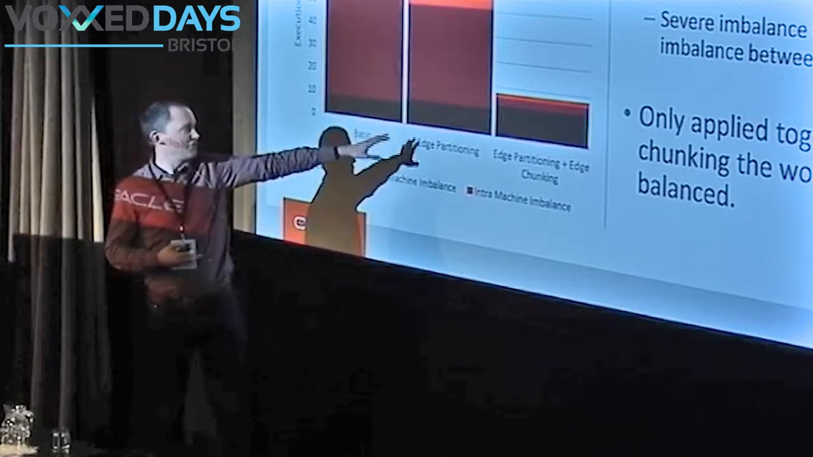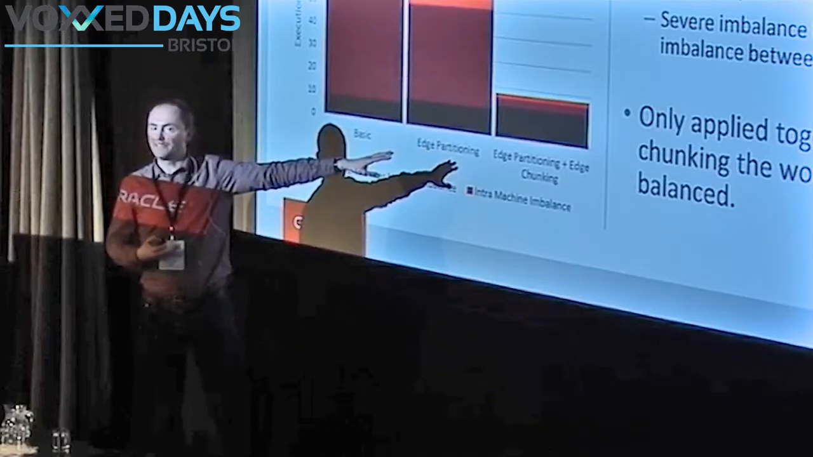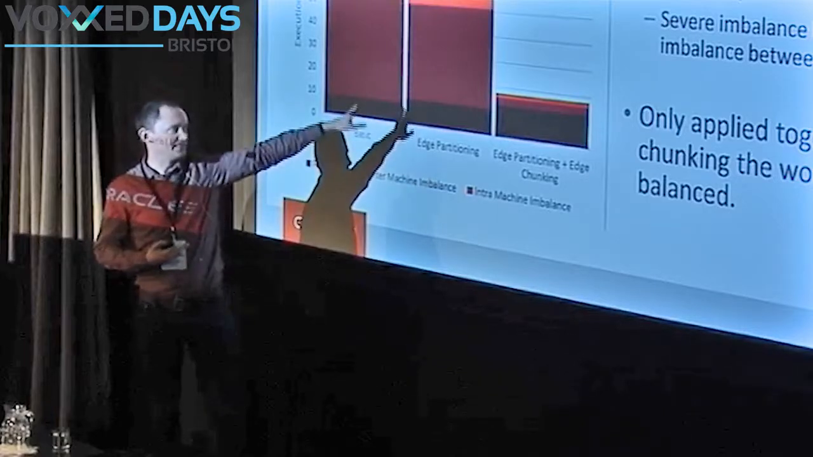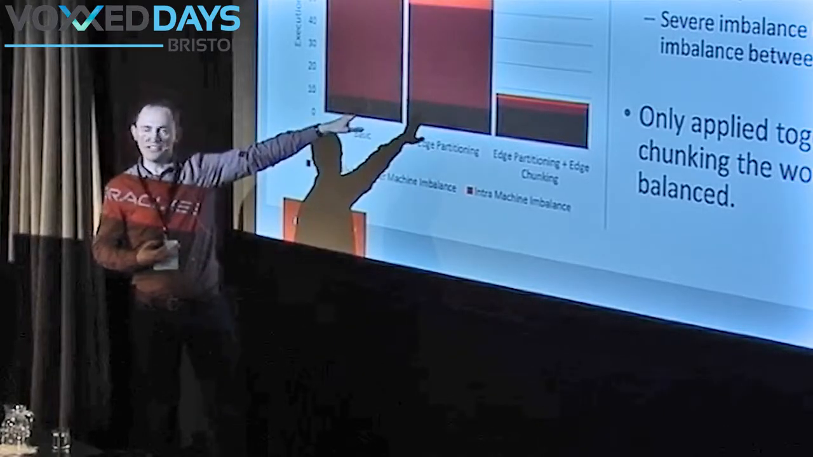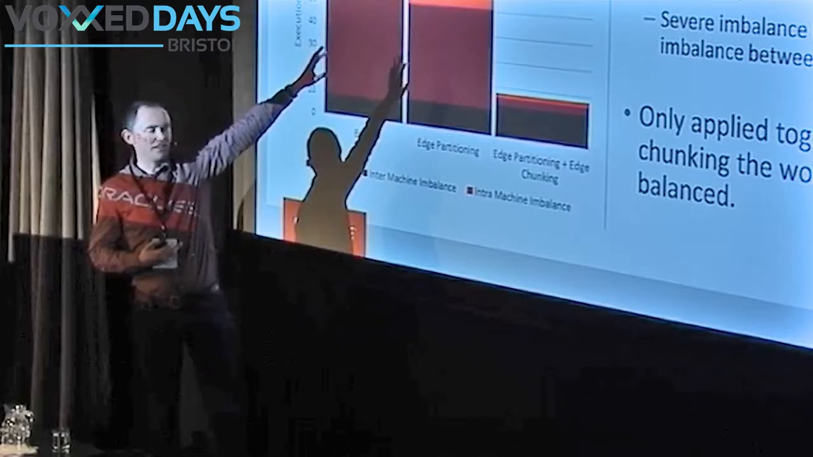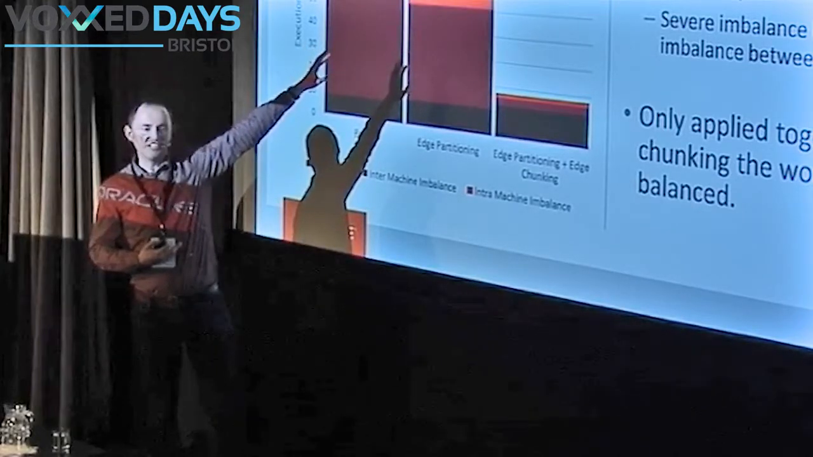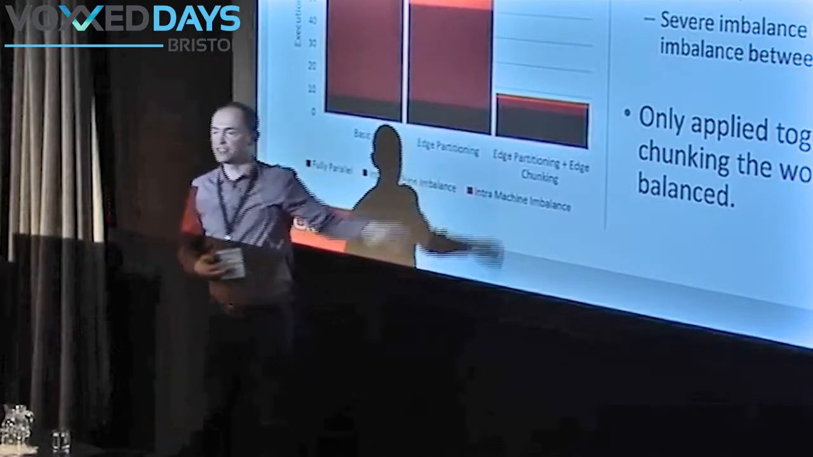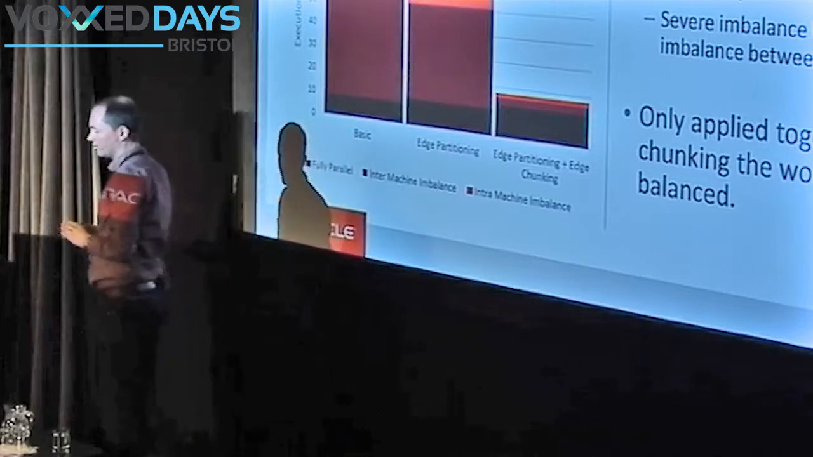So we actually needed to get both of these levels of load balancing working effectively before we were able to get good performance. We needed to distribute the edges evenly between the machines. We then needed to distribute the work evenly between the threads within each machine. And once we had both of those done correctly, we were able to get the kind of performance that we've been looking for.